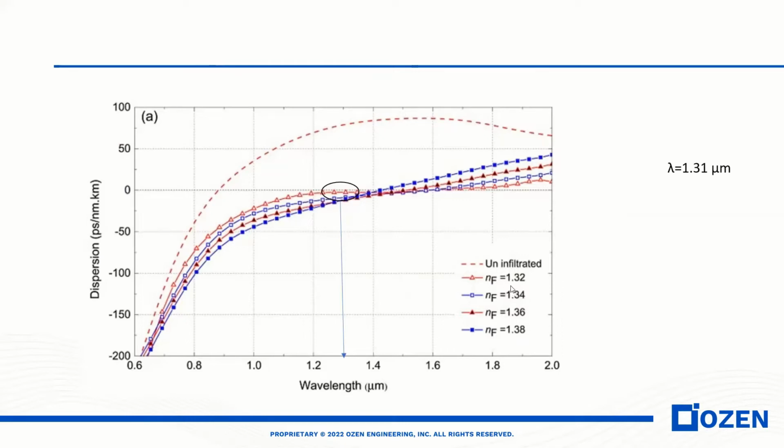You can see, for instance, for a fluid with a refractive index of 1.32, between wavelengths of 1.2 and 1.6 micrometers, you can see a flat dispersion. Because the dispersion is flat, it means that the higher order dispersion, like third order and fourth order, is zero, so it's better. We start with the wavelength of 1.31 micrometer, where we can see a flat dispersion.